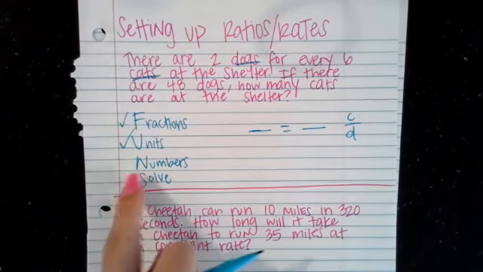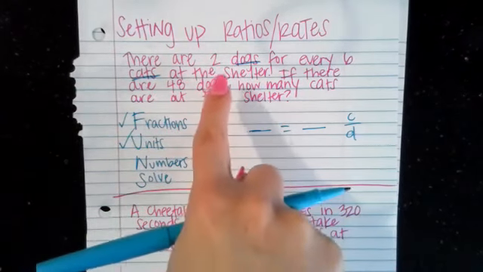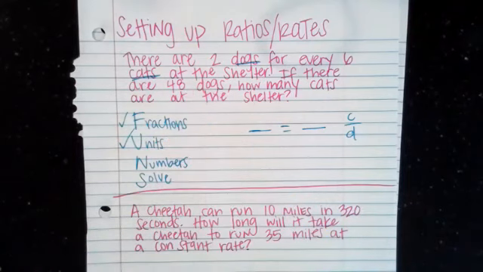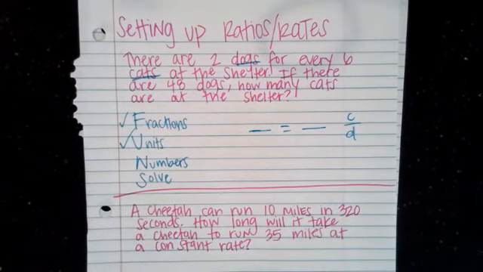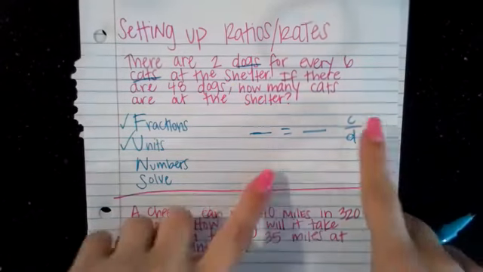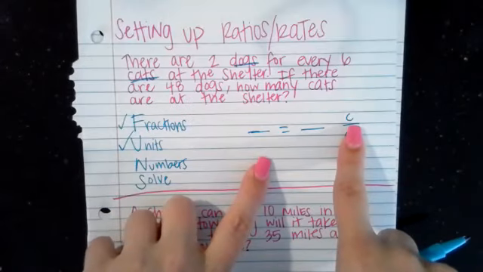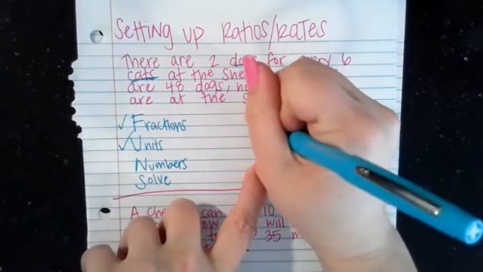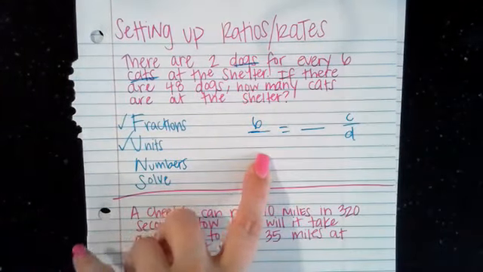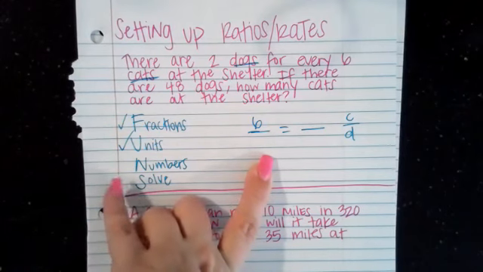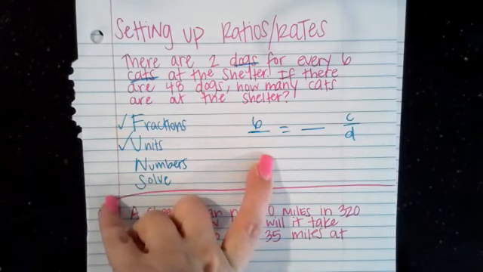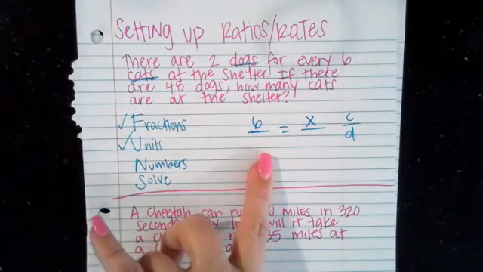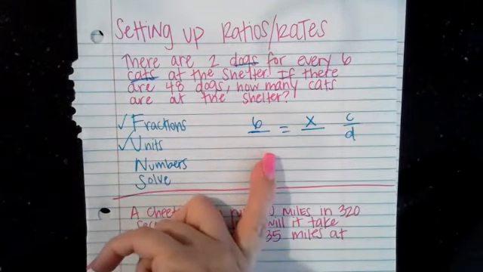Now I'm going to plug in the numbers from my problem. So the numbers in my problem, 2 dogs, 6 cats, and they also tell me 48 dogs. And the other piece of information is what I am solving for. So let's plug in the numbers for cats. So they say that there are 6 cats. So in this first fraction, I'm just going to put 6. And I'm trying to figure out how many cats are at the shelter in total. So the other piece is where I'm going to put my variable, what I'm solving for. I'm just going to call it X.